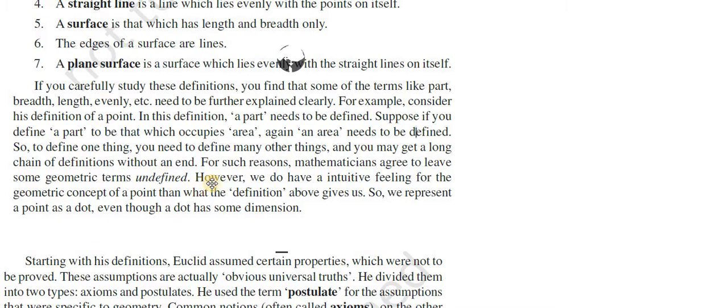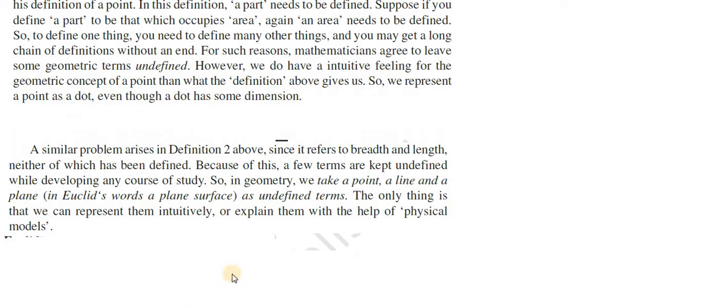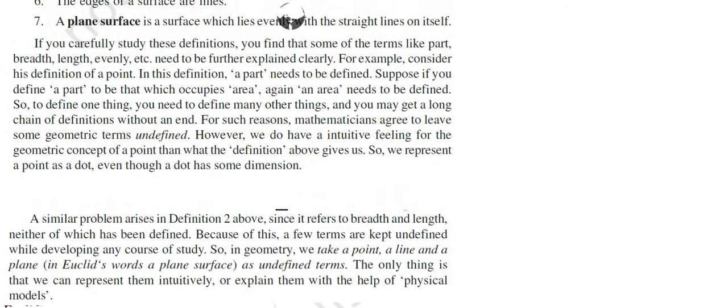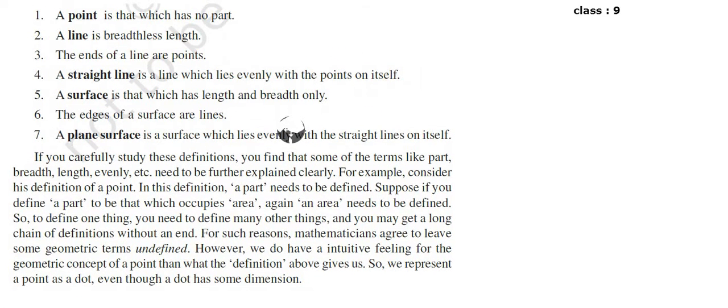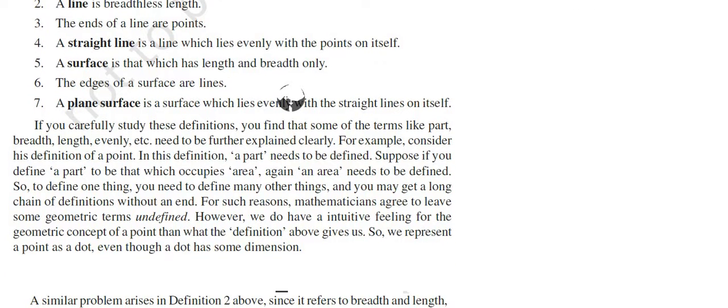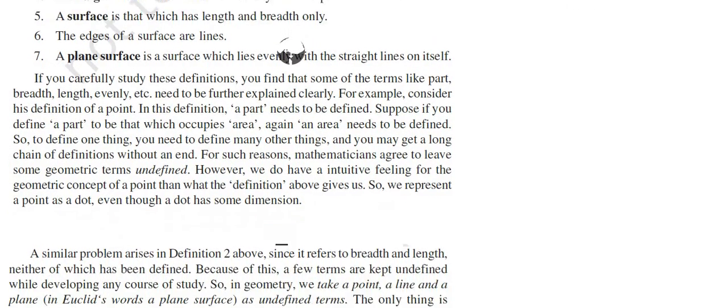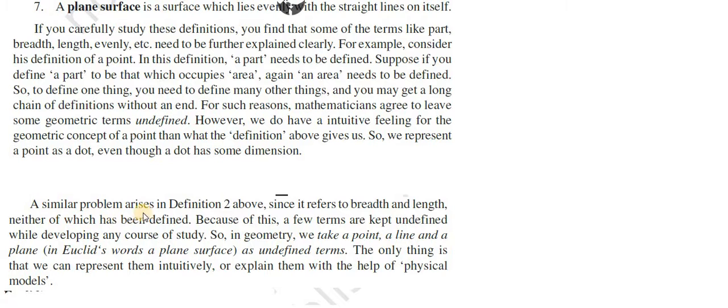However, we do have an intuitive feeling for the geometrical concept of a point, more than what the definition above gives us. So we represent a point as a dot, even though a dot has some dimensions. So here they discussed the first definition, that is point. In the point we are not able to define the part, so they agreed with that and took it as undefined. And a similar problem arises in definition 2.